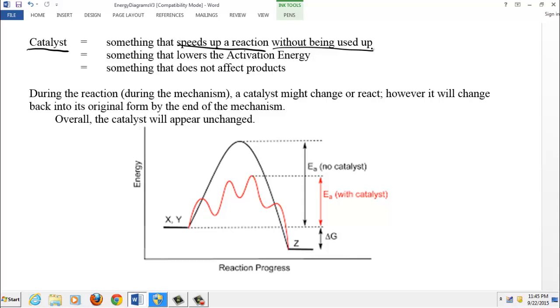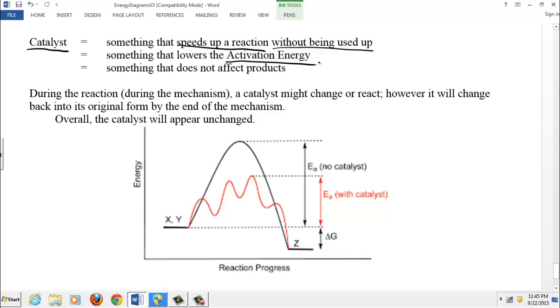A catalyst is something that also speeds up a reaction, but at the end of the reaction you can get the catalyst back. Now how does it speed up a reaction? Well, what it does is it lowers the activation energy. A smaller hill means a faster reaction.